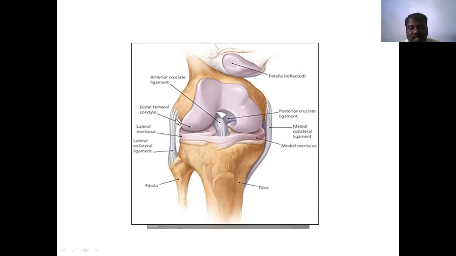This is the lateral collateral ligament. This is the medial collateral ligament. This is the patellar ligament. So these are the ligaments that give support to the knee joint all around, posteriorly, anteriorly, on the lateral side and the medial side of the knee joint.